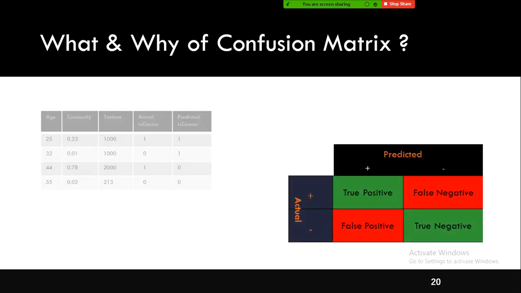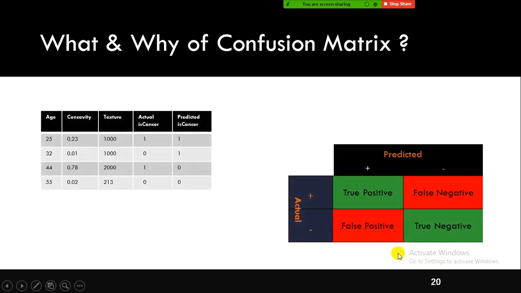Now, to understand the fields in the confusion matrix, before we get there, I'll give you some background about this data set, and why we need a confusion matrix exactly. Let us look at this data set. This is a training data set. Here, we have the actual value.